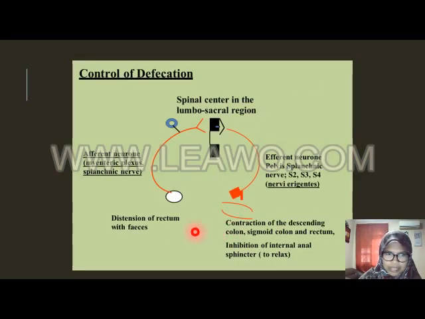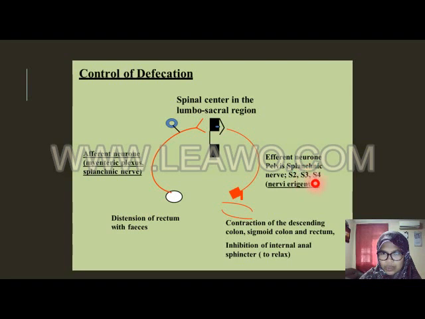In this diagram, we can see that there is a distension of the rectum, like the rectum is full of feces. So the afferent nerve will send a message through the mesenteric plexus and splanchnic nerve to the spinal center in the lumbar sacral region: we are full here, we need to defecate.